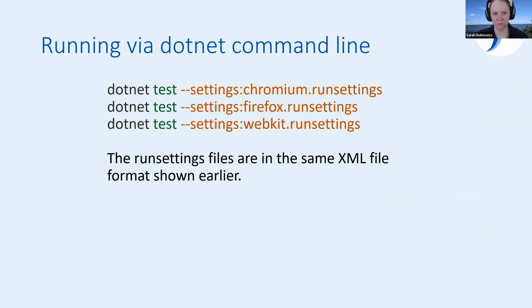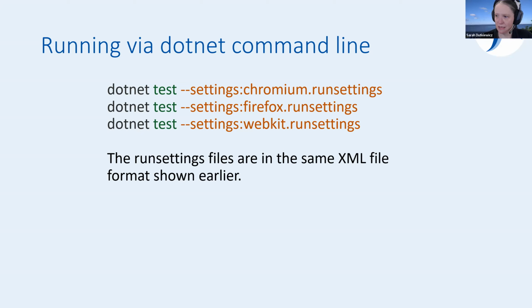So you can run this via the command line. Their demos and documentation will show it as like this, assuming that your run settings files are within your command. When I run it, I usually do dotnet test from within my test project, and my run settings files live in my solution level. So you'll see me do --settings, colon, and then the path to the run settings.